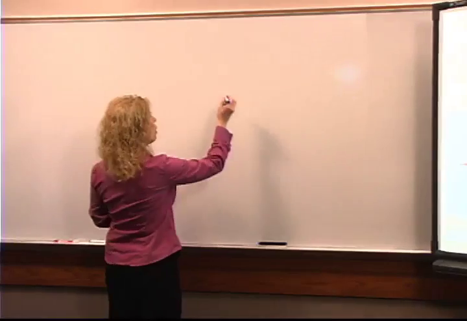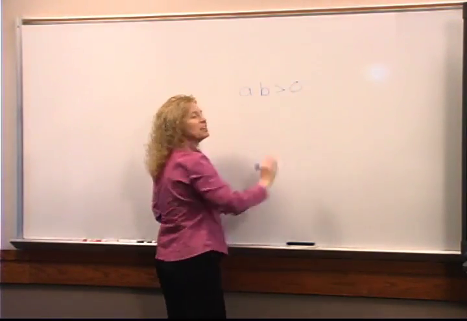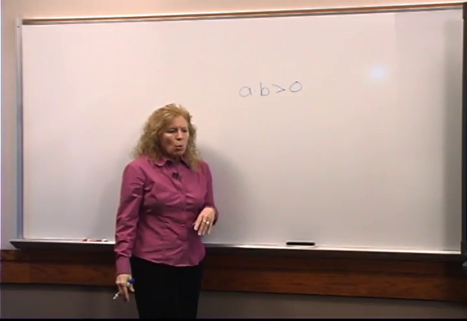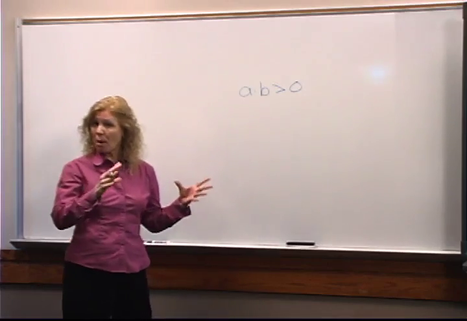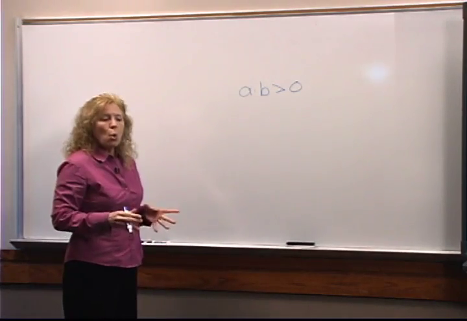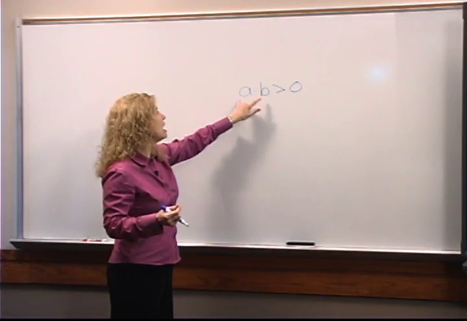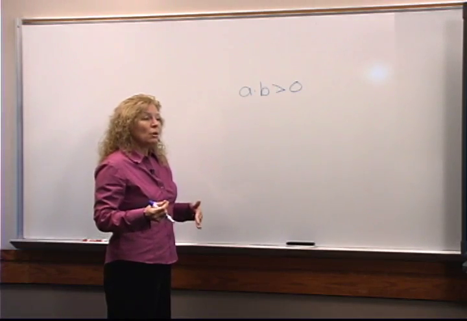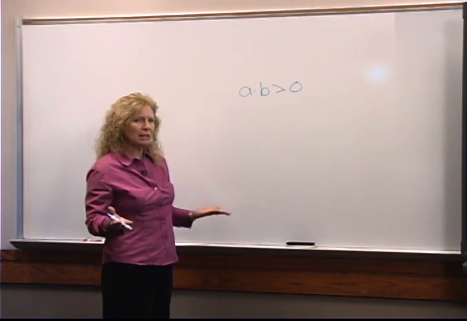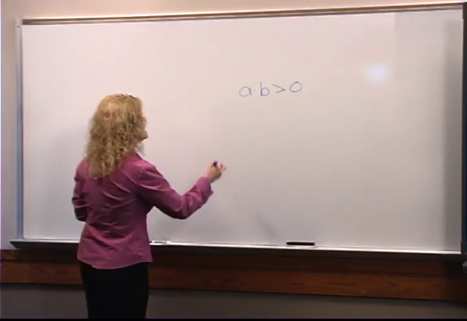I have two quantities, a times b, and it's supposed to be greater than 0. Well, what kind of numbers are greater than 0? Those would be our positive numbers, right? Well, then the question is, under what condition can I multiply two numbers and get an answer that's positive? Well, there's actually two possibilities. You remember that from when you first learned working with signed numbers.